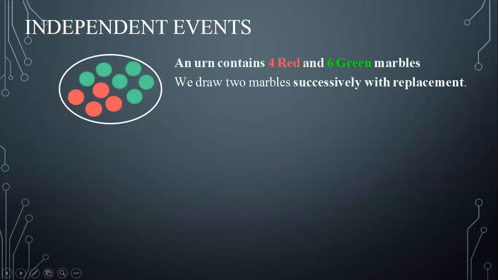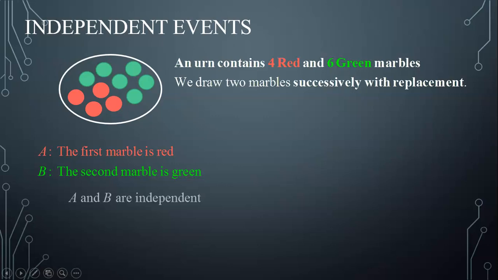Going back to our urn with 4 red and 6 green marbles, we draw 2 marbles successively and with replacement. If event A consists of having the first marble red, and event B consists of having the second marble green, A and B would then be independent events as the experiment is done with replacement. And the probability of A inter B is the probability of A times the probability of B. The probability of A being 4 out of 10 and the probability of B being 6 out of 10, we obtain 6 out of 25 for the probability of A inter B.